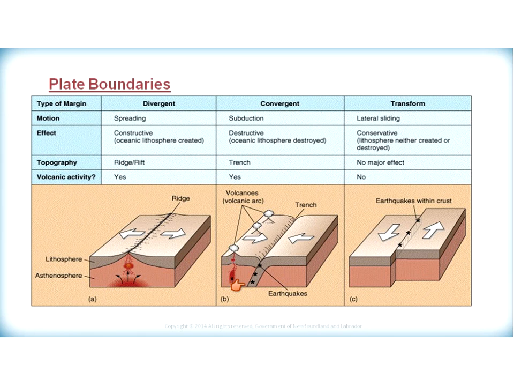And the third boundary, which was the focus of this lesson, would be the transform boundary. Transform boundaries show lateral sliding, where two plates slide past one another. They are conservative boundaries because no lithosphere is being created or destroyed at these boundaries. We generally don't see any major feature on the surface, just the transform fault itself, and we don't find any volcanic activity associated with transform faults. But we do see earthquake activity, and this earthquake activity is located near the surface of the Earth, and therefore are referred to as shallow focus earthquakes.